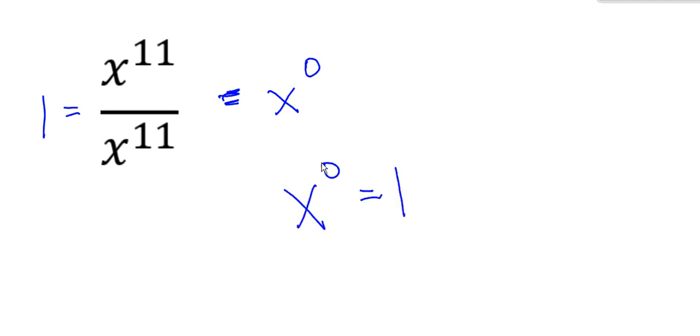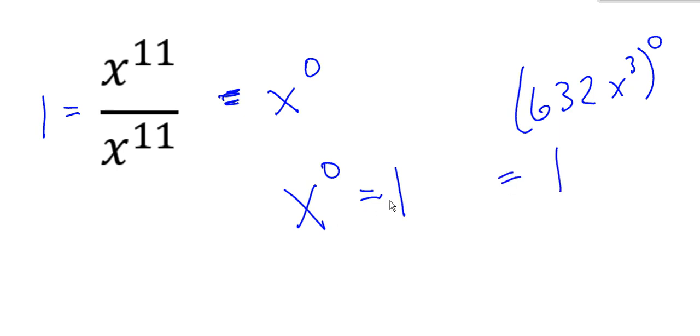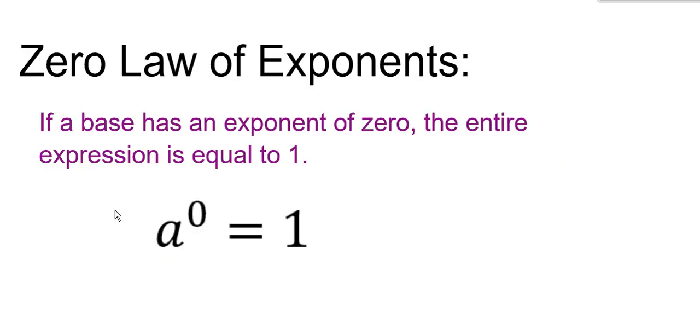So anytime you have any base to the exponent 0, the entire package evaluates to 1. So that means if I have 632x cubed, but that's in a bracket with exponent 0, all of this, the whole thing, is just 1. That's why we love exponent 0. It makes math simpler. And here's what it looks like as a rule. If a base has an exponent 0, the entire expression is 1.